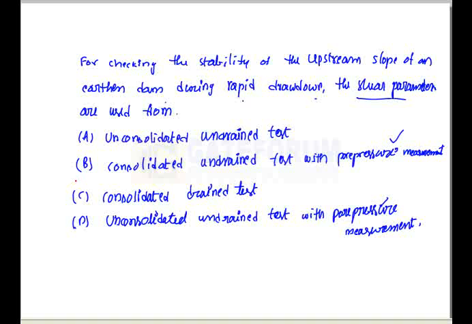So consolidated undrained test with pore pressure measurement has to be done, and the shear parameters from those tests can be utilized for analyzing or checking the stability of an upstream slope. So option B is correct.